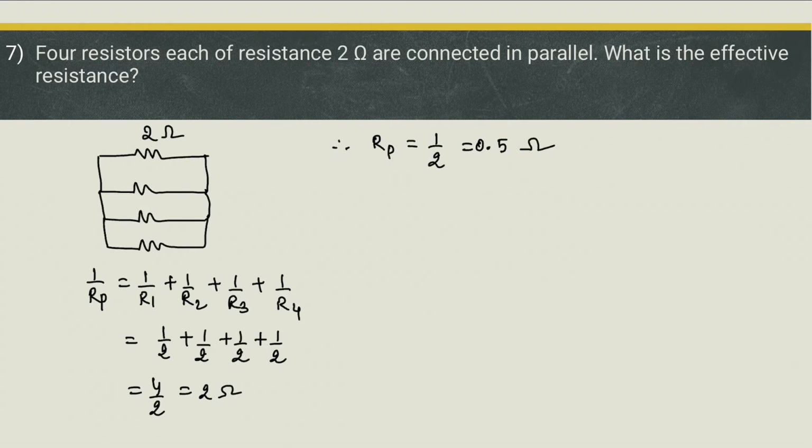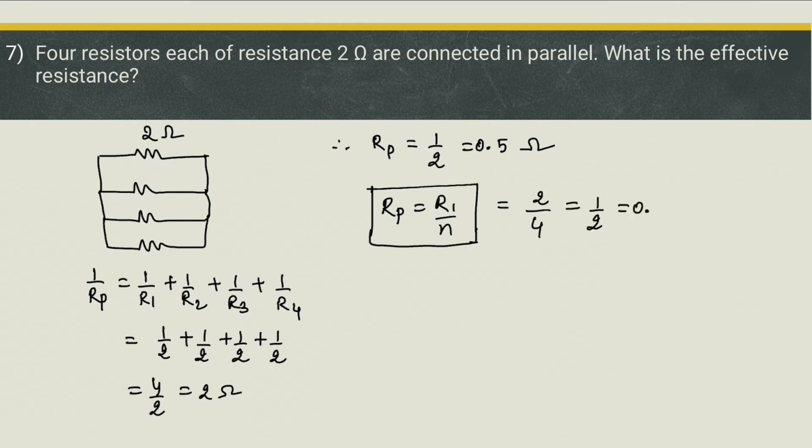Now since here four resistors are having the same value, we can use the formula Rp is equal to R1 upon N. So this formula is applicable when N resistors of equal value are connected in parallel. So Rp is R1 upon N, R1 is 2, 4 such resistors are connected. So 1 by 2 is equal to 0.5 ohm.